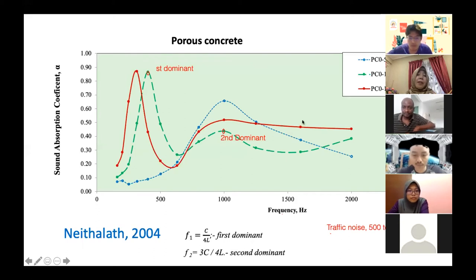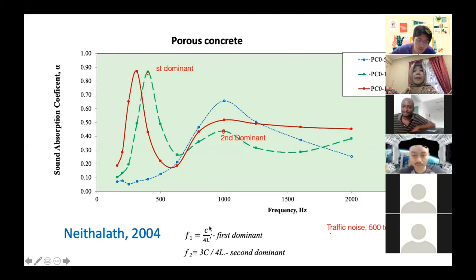So maybe from your research you got a different formula, it's okay. You can compare. But I'm not sure for the fiber, Martin. Maybe someone has got a different value. Yeah, this is for concrete. This is already well known, for the porous concrete.